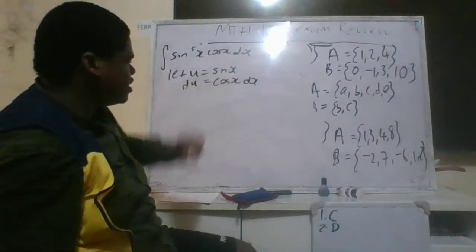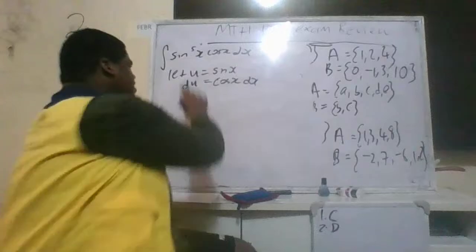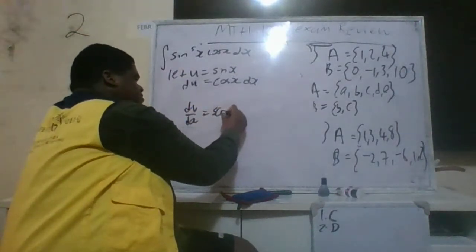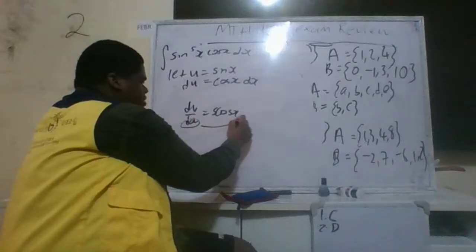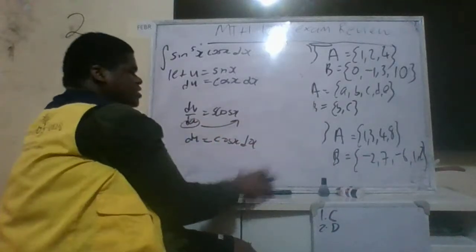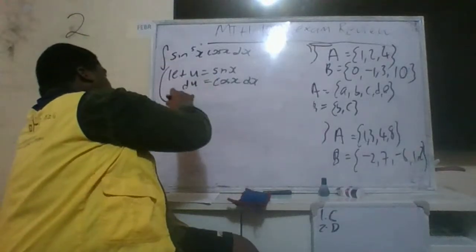Now, how do you have du is equal to cos x dx? Some of you may start fighting. How? If you differentiate both sides, you're going to have du over dx is equal to cos x. Multiply this dx by cos x, then you have du is equal to cos x dx. It's the same thing. So now you can apply this u substitution here.